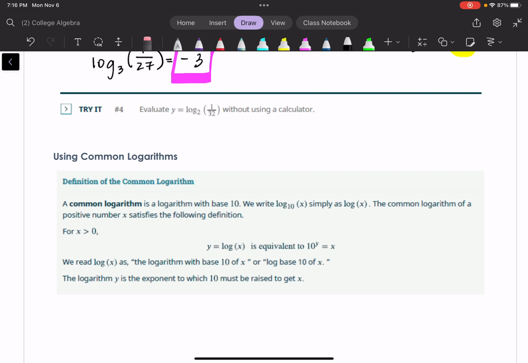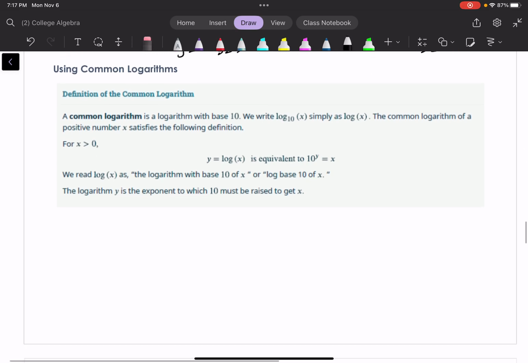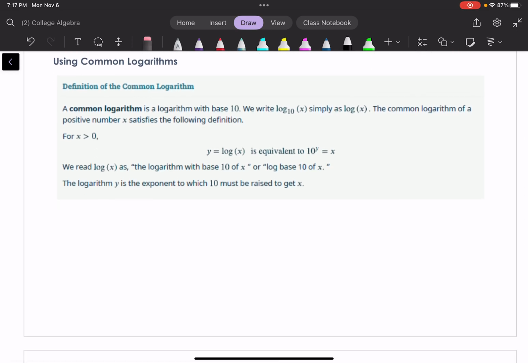All right, this one's done similarly, and you'll find that the log base 2 of 1 over 32 is in fact negative 5. And again, you can confirm that in the calculator by converting from the logarithmic form to the exponential form, and that would be 2 to the negative 5th power should equal 1 over 32. Right, so using common logarithms is something that's often done.